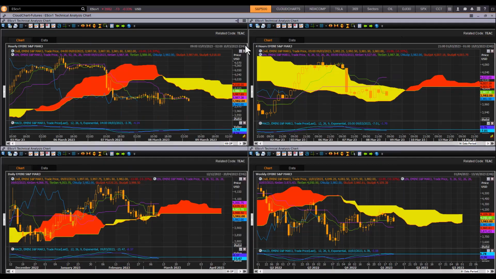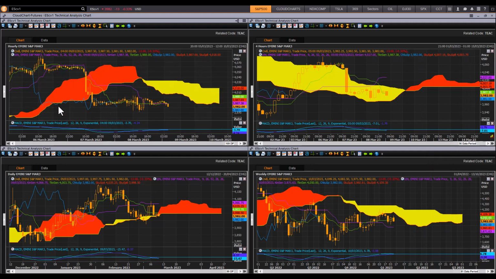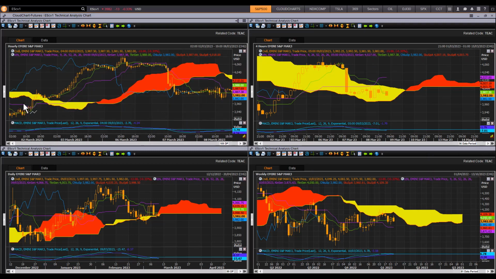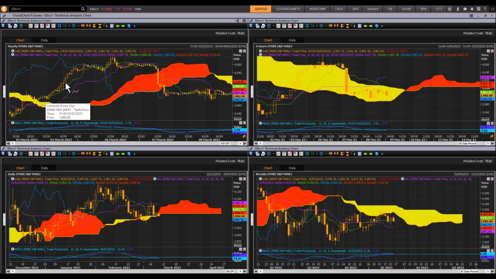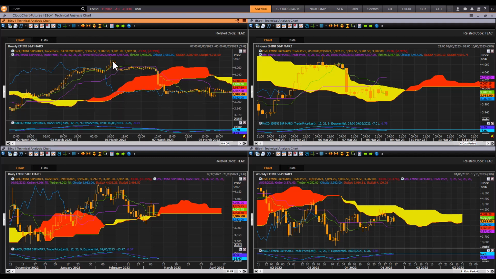Now let's just take a look at the individual time frames quickly. We've got the hourly Ichimoku here. Last couple of trades, we had a beautiful swing trade with this cloud chart cross there, then ran into resistance at the top end of the cloud, a resistance zone there. So that was the profit taking zone.